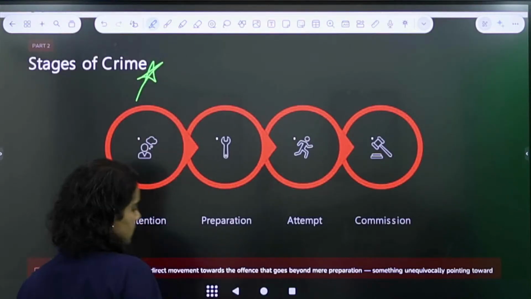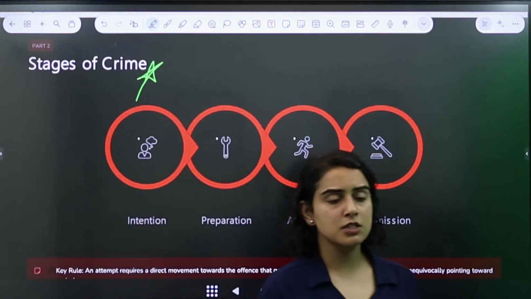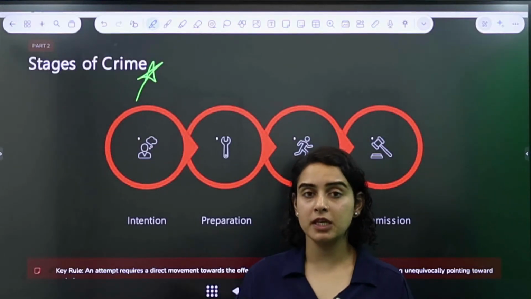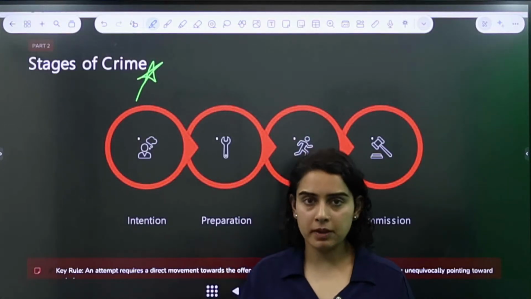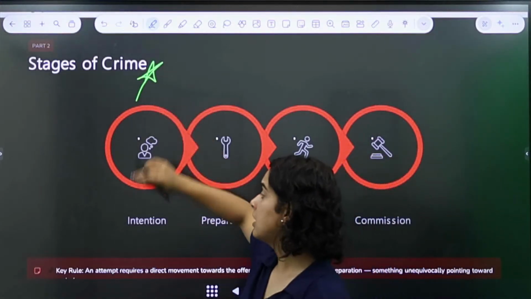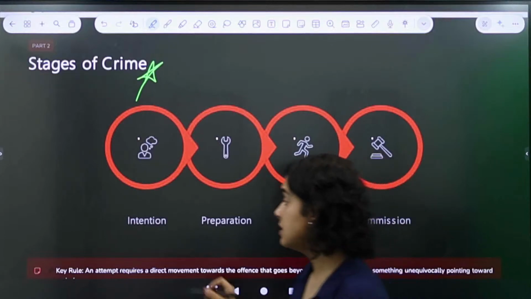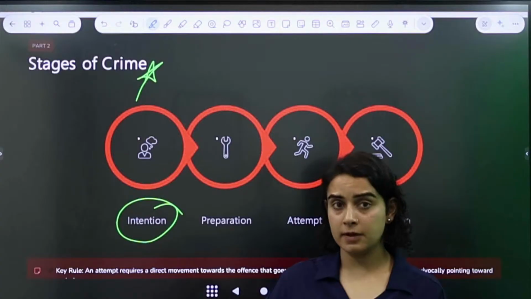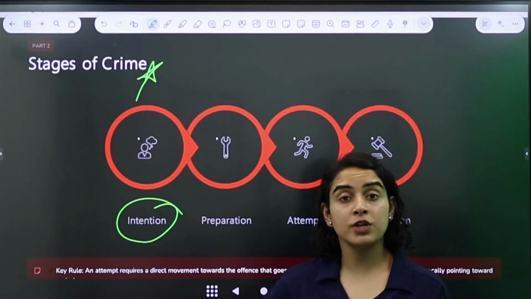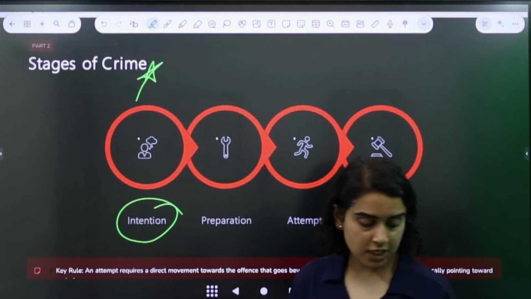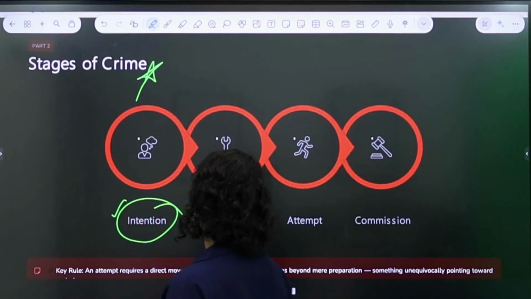Very, very important. Whenever a crime is done, it is not as simple as it looks. If you say that A killed B, it might sound really simple, but criminal law says that a crime comes in different stages. First is intention. If A wants B dead, the first thing is that he should have an intention to harm or kill B. The first stage will always be having an intention for the same.